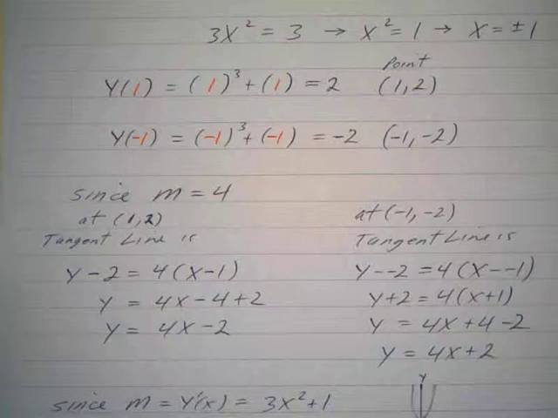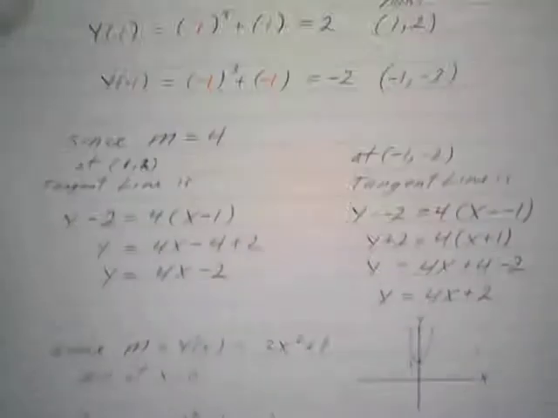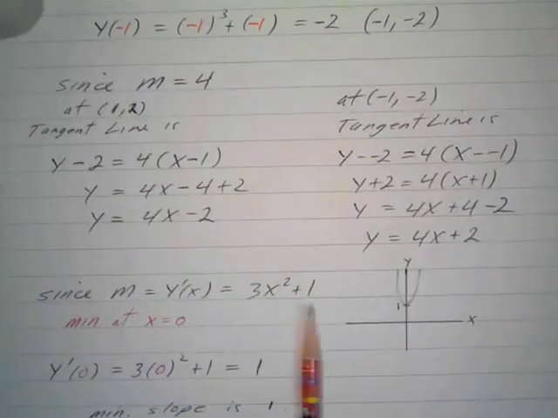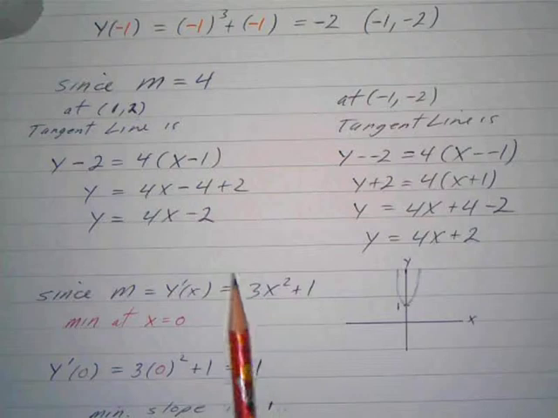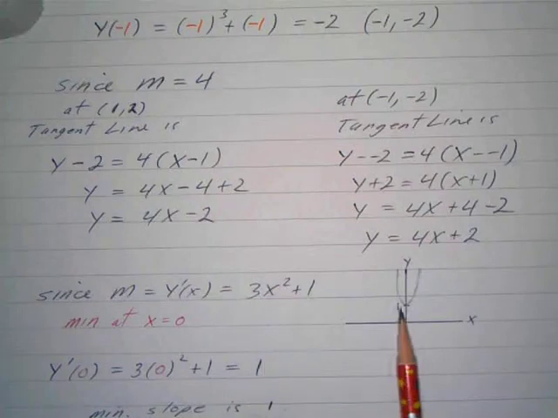The next part: what is the smallest slope of the curve, and at what value of x does the curve have that slope? Well, I actually found that first. I just looked at my slope, and I noticed it's a parabola. It's positive, so it's shaped like a U, so I know it has a minimum value at the vertex.